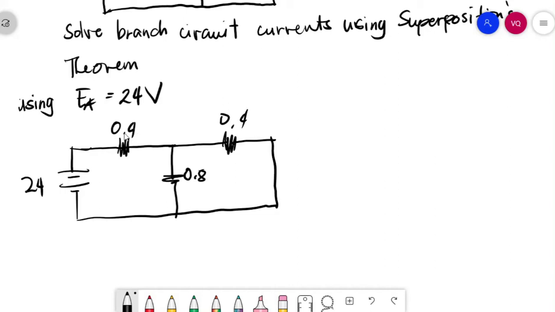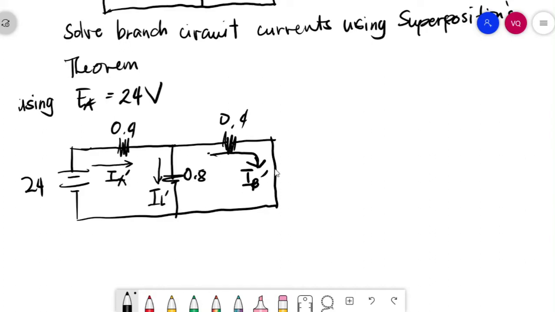Our RA now, we will name it as IA prime for the first source. Again, we will assume direction of currents here. Since this is the battery, it will supply the resistances, so the directions are like this. This is IL prime and IB prime. Our goal here is to solve for IA prime, IL prime, and IB prime.